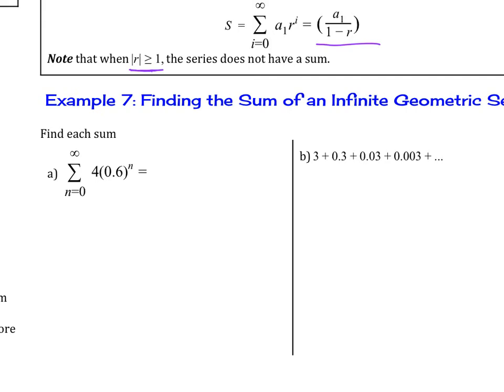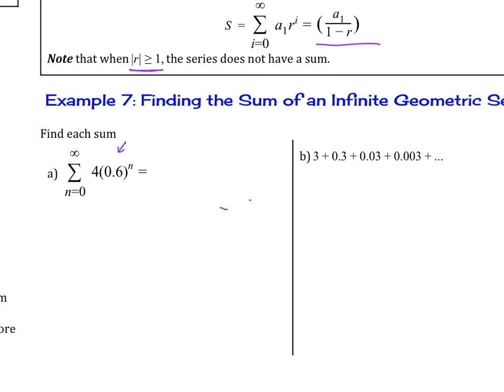We notice that a sub 1 is at the top, our first term, divided by 1 minus the ratio. In this case I'm going to go ahead and use fractions. I think that's nicer, and actually in the homework it does use that because it works out very nicely.